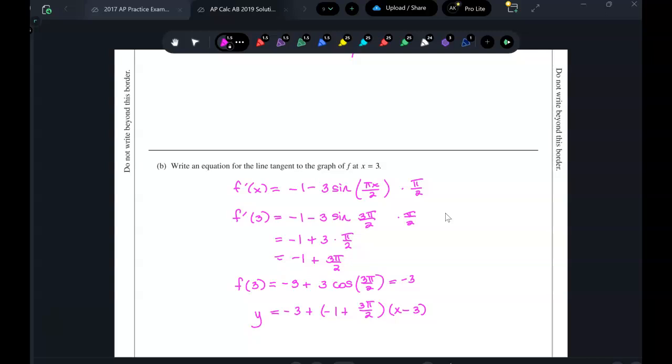What's sine of 3 pi over 2? Sine of 3 pi over 2 is negative 1. Oh my god. That should have been negative 1. Oh wait, no, but then you multiply it by 3 pi over 2. So that would have been plus 3 pi over 2. So you see how I have negative 1 plus 3 pi over 2. So you just got your sine and cosine values mixed up.